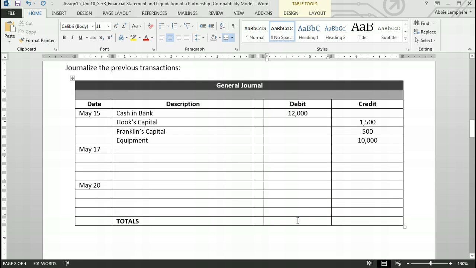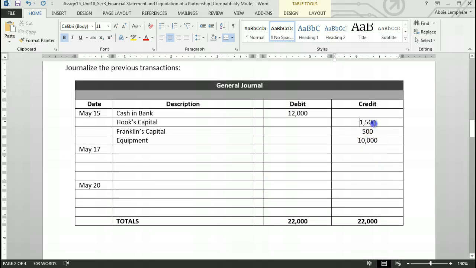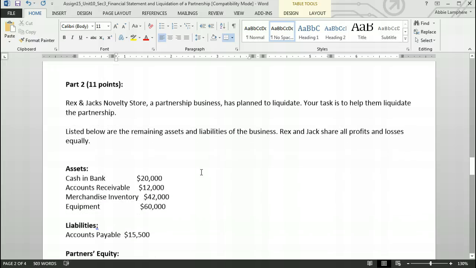To give you a hint, I'm going to have you do the rest of these on your own, but you should have balances in your debit column and your credit column of $22,000. So do the rest of those transactions on your own. Keep in mind, this was a gain, so we credited these accounts. If it's a loss, you're going to be debiting those capital accounts. So keep that in mind with those next two transactions.